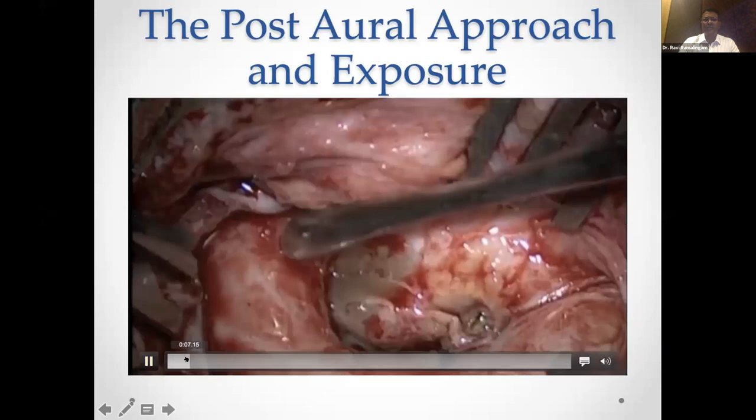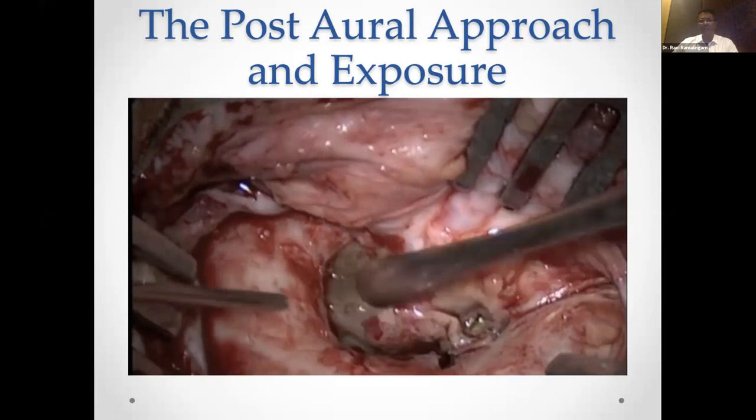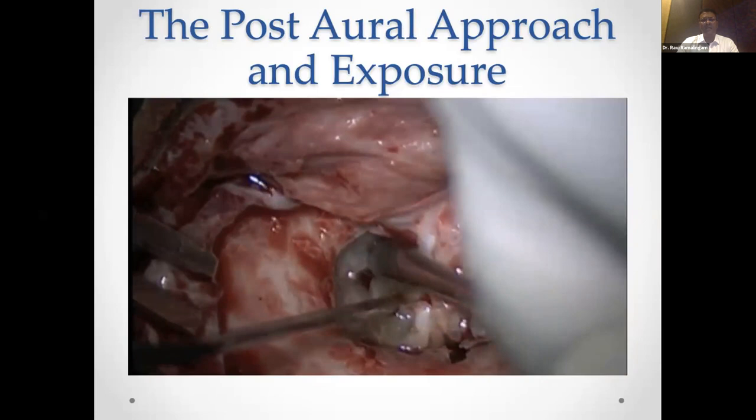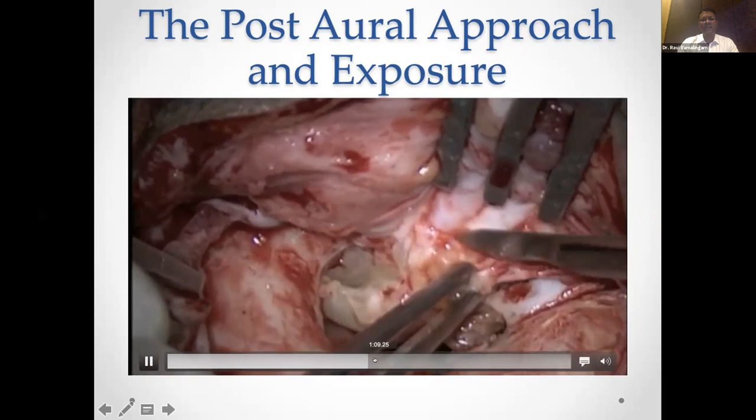This is a revision case, actually. I just go back. We have approached postaurally. That's the exposed squamous temporal bone. There's a little cavity in this particular case filled with thickened mucoid discharge. You elevate the whole thing and you remove that part. Here you go. You remove that unhealthy tissue completely.